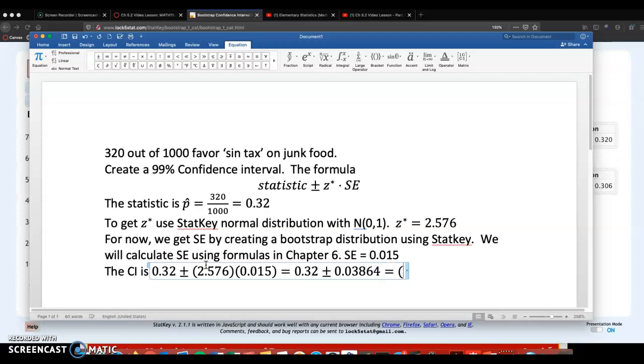So if I subtract that from 0.32, I get 0.28, rounding to 2 decimals at this spot. And if I take that 0.32 and add 0.03864, rounding to 2 decimals, I get 0.36.